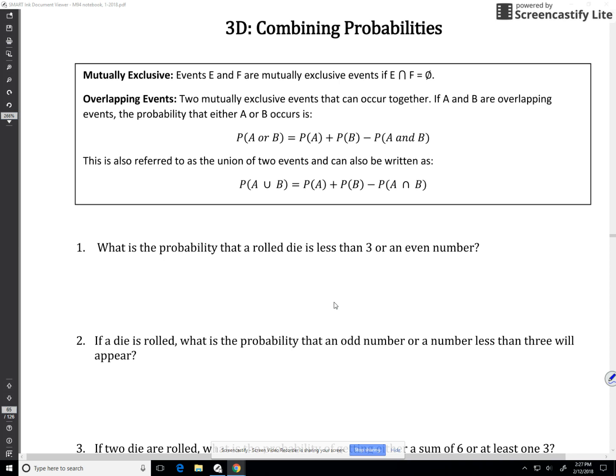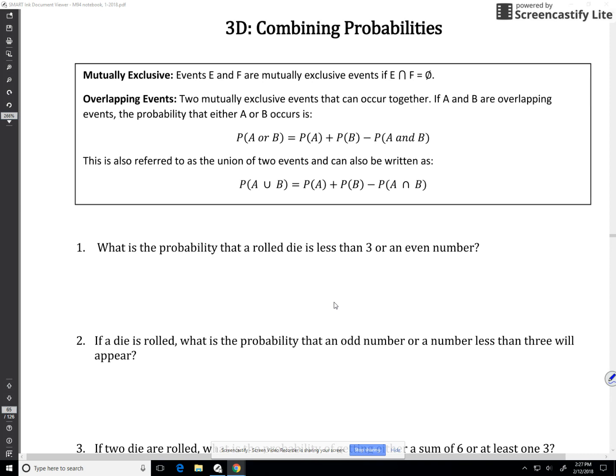Okay, so we're looking at combining probabilities now. So if we look at the box of information, we have the idea of mutually exclusive events. So E and F are mutually exclusive events if their intersection is the null set. So what we mean by mutually exclusive events, they are events that don't have anything in common. So basically it would be impossible for them to occur at the same time.